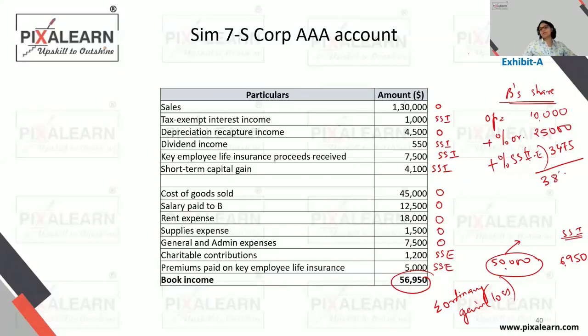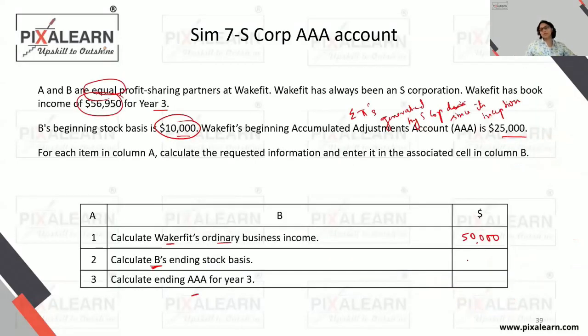So I'll add this up and my share of separately stated items. My ending stock basis becomes 5, which will go here. Everybody, is this clear? Please understand that my stock basis will increase with my share of everything: my share of tax exempt income, my share of non-deductible expense. So increase or decrease will be for everything. Now I'll push it to your account and you will have to see what you have to do with it. Then I go to the AAA account.